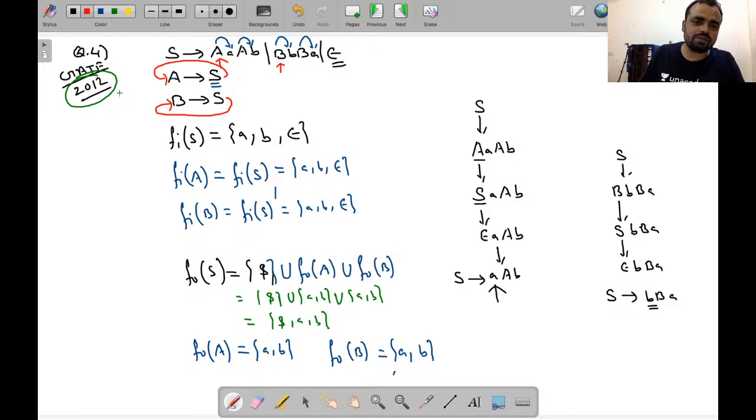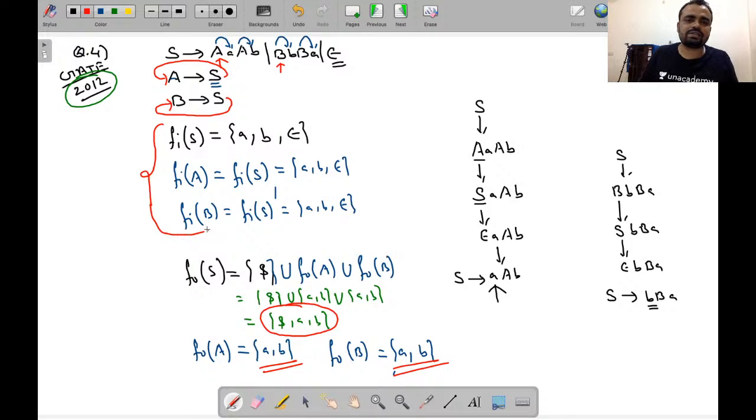So ultimately what we are finding: the follow of S is dollar, a, b; the follow of A is equal to a, b; and the follow of B is equal to again a, b. And here the first of S, A and B are all the same. So this is the question which was asked in GATE 2020. The answer will be this. I hope you have enjoyed this particular session. So this is all about the first and follow set.